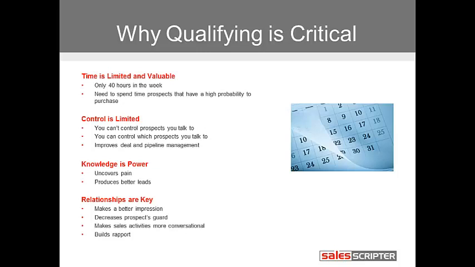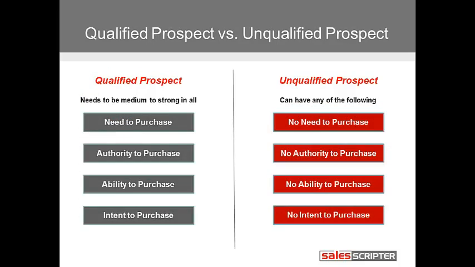So as you can see here, qualifying really positions you to be a much better salesperson than if you skip this step. Let's look at a qualified prospect versus an unqualified prospect, because this will lay the groundwork for you to implement a system to qualify better. So let's look at a qualified prospect, and you'll notice there's an instruction here that says there needs to be a medium to strong level in each of these four categories, meaning you need to be medium to good in these four areas.